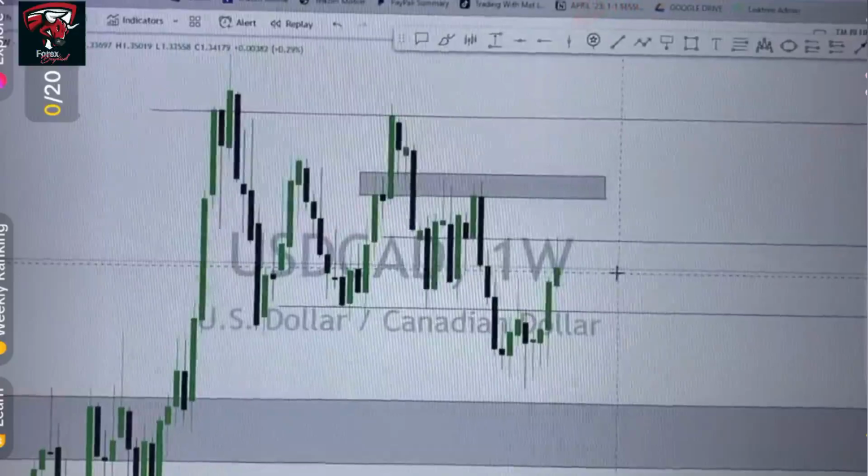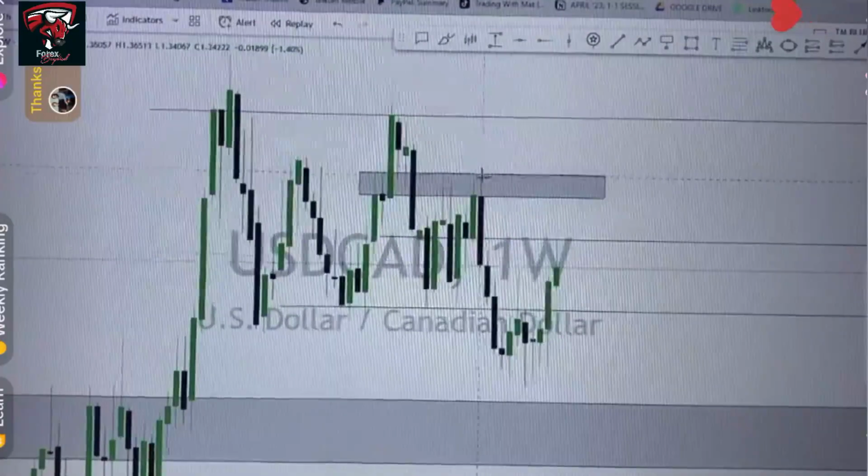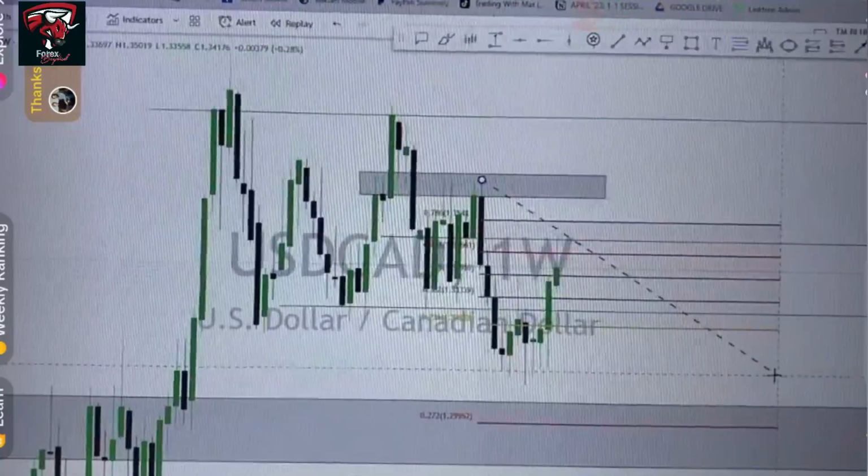Let's continue with the analysis. So Matthew, what are you saying? We've got two confluences for sales. Let's check if the fib is saying the same thing.